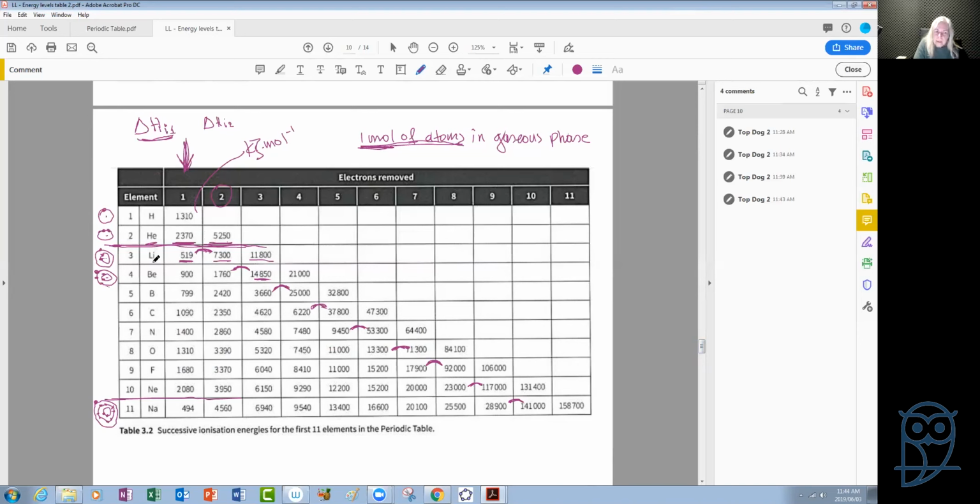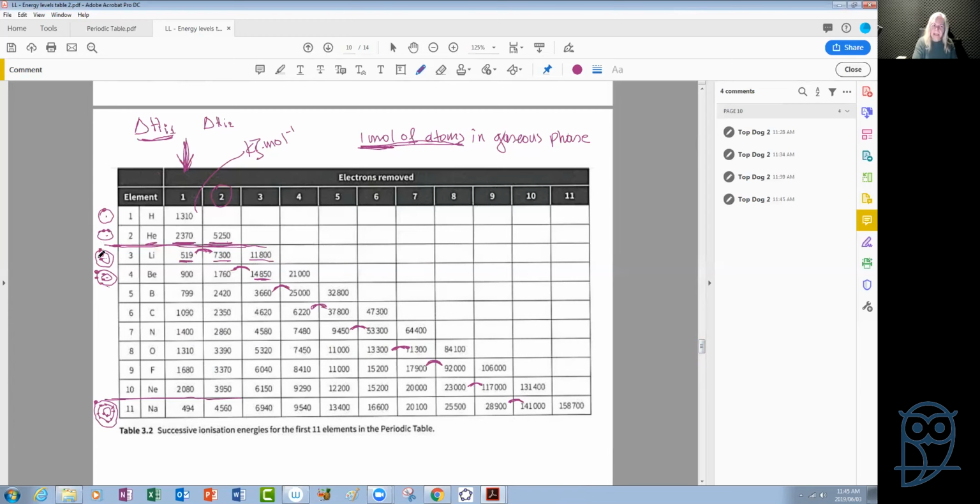Now, in the case of lithium, the lithium has 2 electrons in its inner energy level, which is complete, and 1 electron all by itself in the second energy level. So this electron here, which is the first electron to be removed, needs relatively small energy, 519 kilojoules per mole, to remove this extra electron.